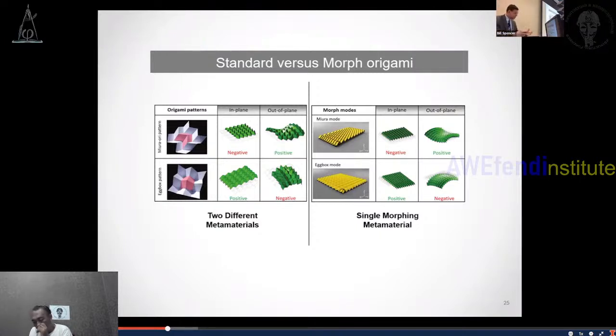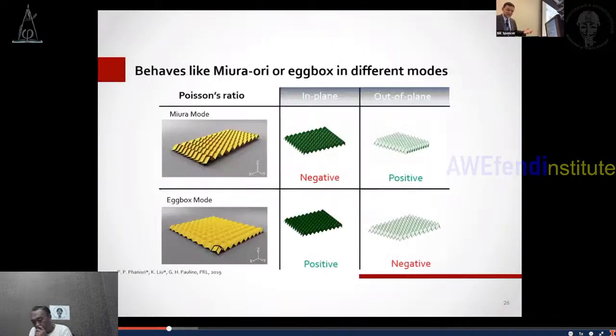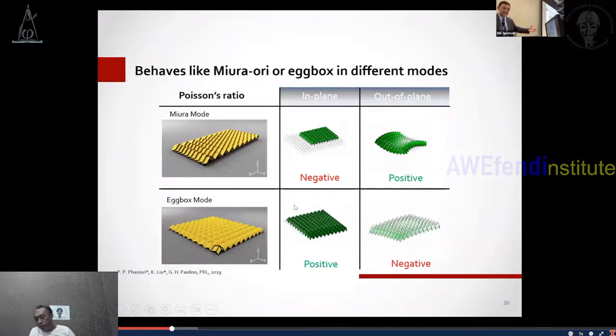The question is, can we have these great properties of each of these materials in the same material system? The answer turned out to be yes, and that's what we did with the morphic material. Now, if you take a look here, I just programmed all the units in the Miura mode. And then if you look here in the animations, they will behave exactly as the Miura pattern that you have seen before. And now if I program all the units in the egg box mode, then they will behave in a similar fashion to what we have seen before, but now it's a single material system.